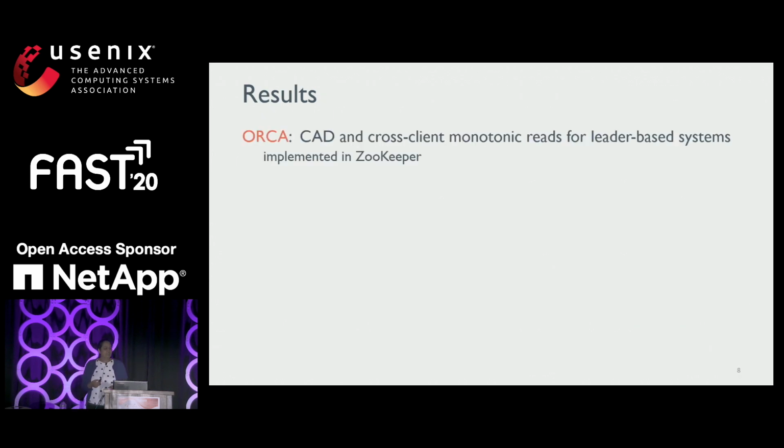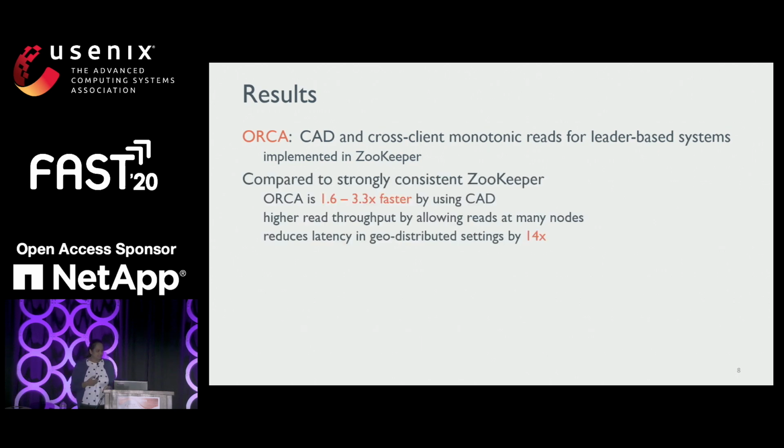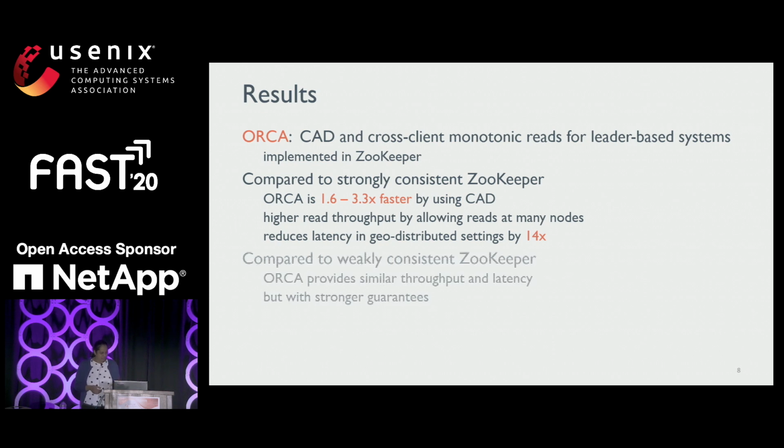So in this work, we design cross-client monotonic reads and consistency-aware durability for leader-based majority systems. And we implement our changes in ZooKeeper, and the system that we build is called ORCA. So compared to a version of ZooKeeper that provides strong consistency guarantees, ORCA is much faster because it uses consistency-aware durability, whereas the strongly consistent ZooKeeper uses immediate durability and is slow. Because we allow reads at many nodes, we offer higher read throughput and our latencies are lower.